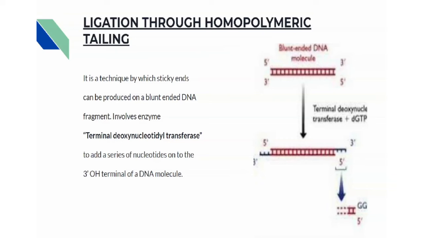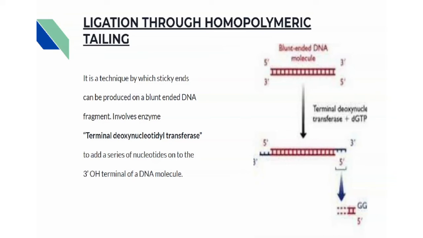Tailing involves using the enzyme terminal deoxynucleotidyl transferase to add a series of nucleotides onto the 3' OH termini of a double stranded DNA molecule. Unlike most DNA polymerases, it does not require a template. If this reaction is carried out in the presence of just one deoxynucleotide, then the homopolymer tail will be produced.